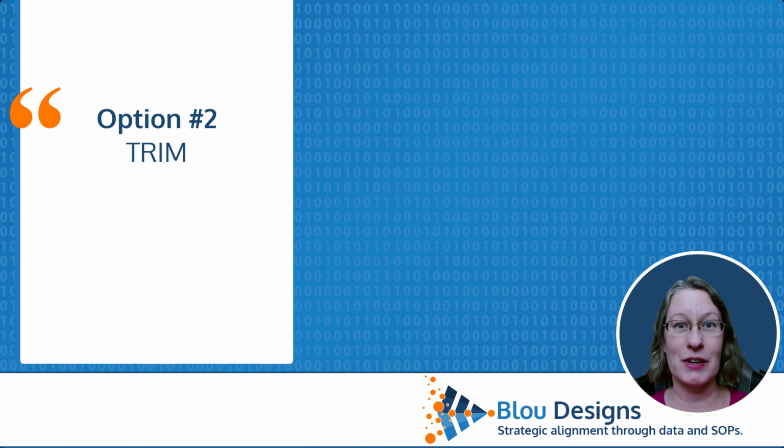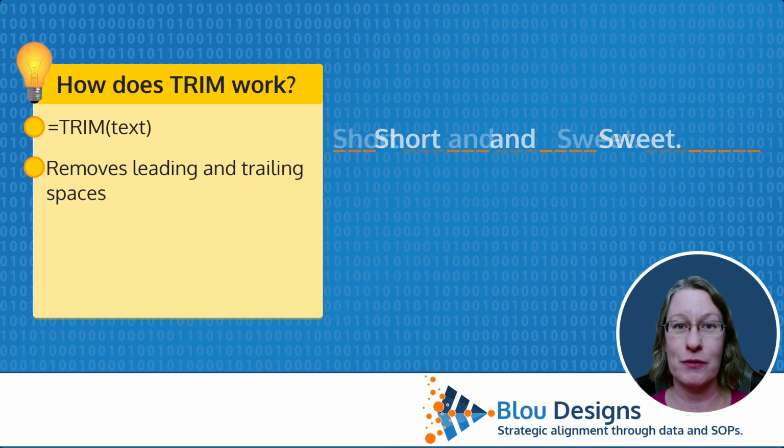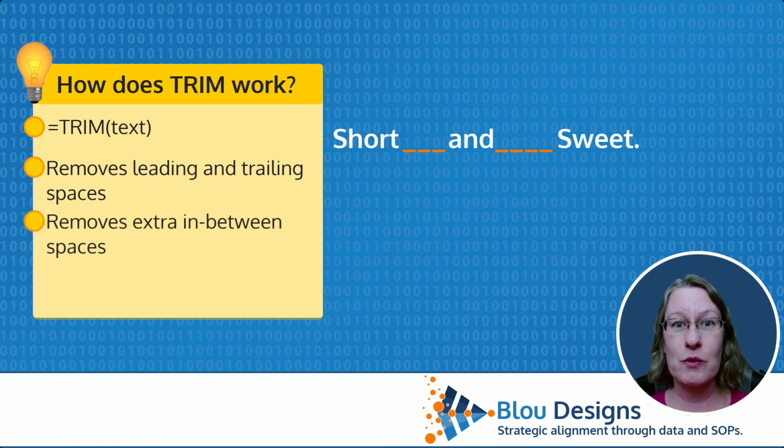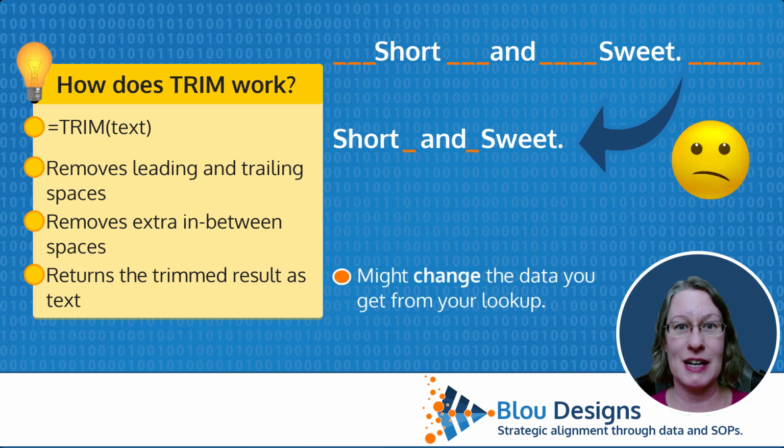The second option I'm covering in this video is the function TRIM. Trim takes one argument, which it processes as text, and it removes all leading spaces before the text, all trailing spaces after the text, and if you have more than one space in between the other characters in your text, it will trim those too, so that there's only one space left between those other characters. It returns whatever text is left after removing all of those spaces. That means that, unlike the option of appending an empty string, this does have the potential to also change the value of your lookup result.